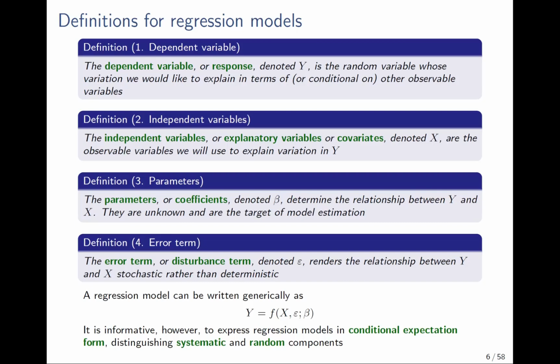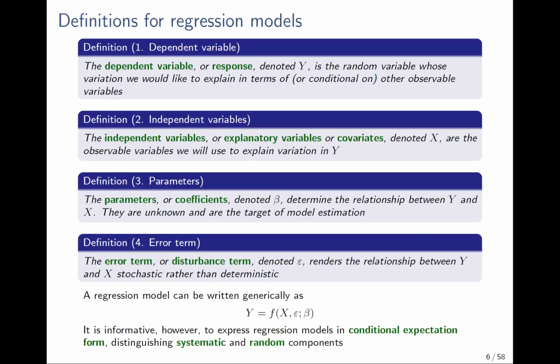Let's now turn to some definitions as usual. Okay, we've talked about this. We've got a dependent variable y. The dependent variable y, sometimes called the response or sometimes an outcome, and we're going to denote it capital Y because it's a random variable, is the random variable whose variation we would like to explain in terms of, or conditional on, other observable variables.